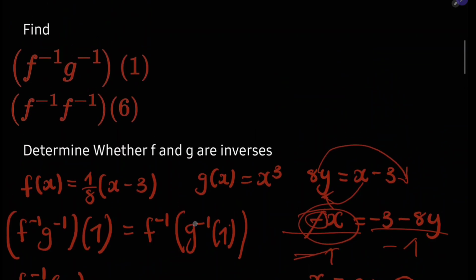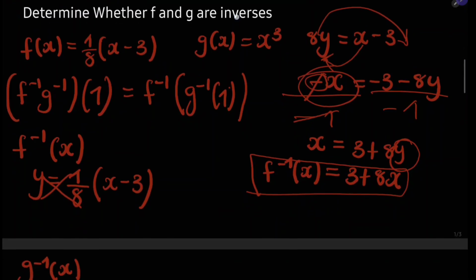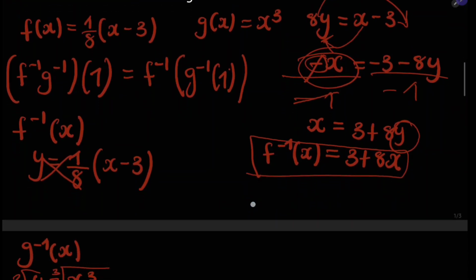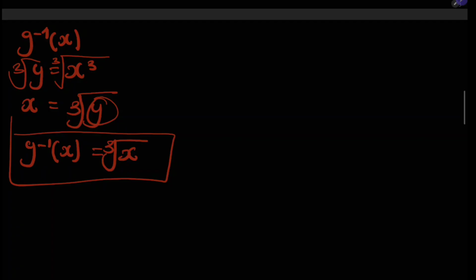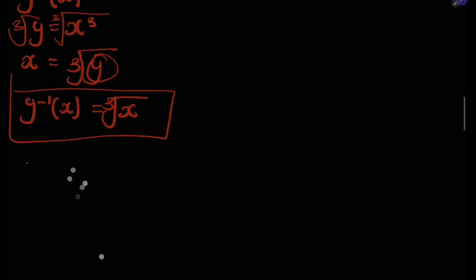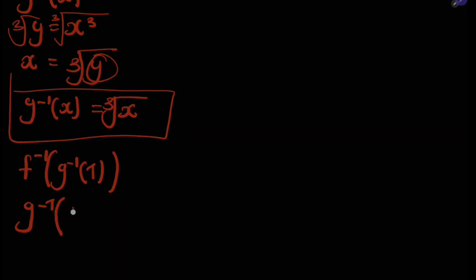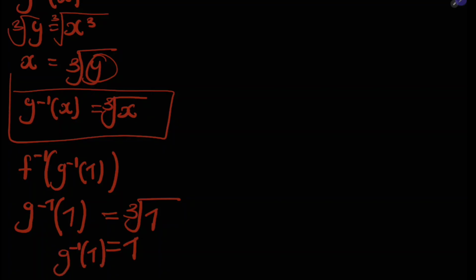Remember, our question said we need to find f inverse of g inverse of 1. So now we need to substitute 1 into g inverse. Our g inverse is the cube root of x. So to find f inverse of g inverse of 1, we substitute 1 into g inverse. Now we have the cube root of 1, which is still 1. So our g inverse of 1 is 1.